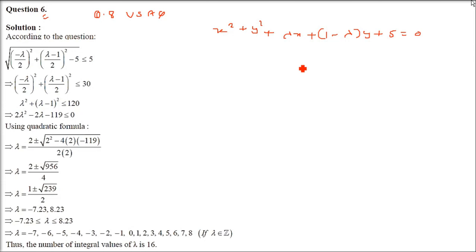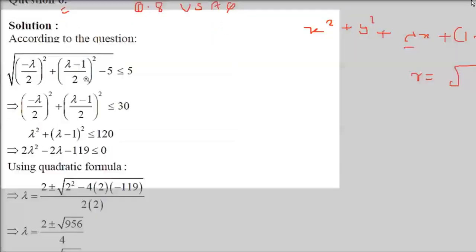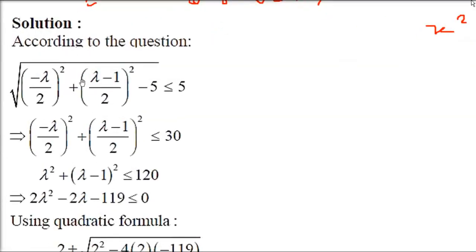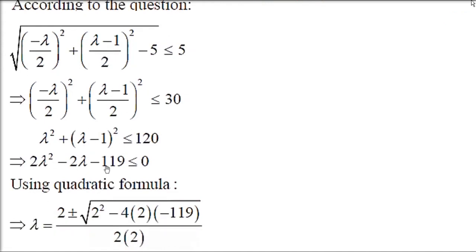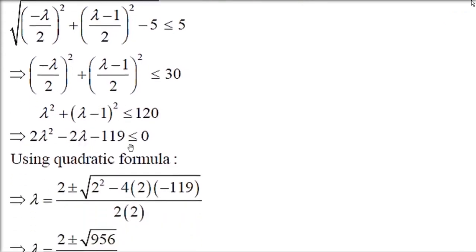So the radius of this equation should not exceed 5. What is the radius? Under root g square plus f square minus c, and this should not exceed 5, so it has to be less than or equal to 5. And what are g and f? G is this one, f is this one. So just compare lambda x with 2gx, and 1 minus lambda y with 2fy. So we'll square: under root g square plus f square minus c is less than or equal to 5. We'll equate them or use the inequality sign, square them. Finally, you will have a quadratic equation.